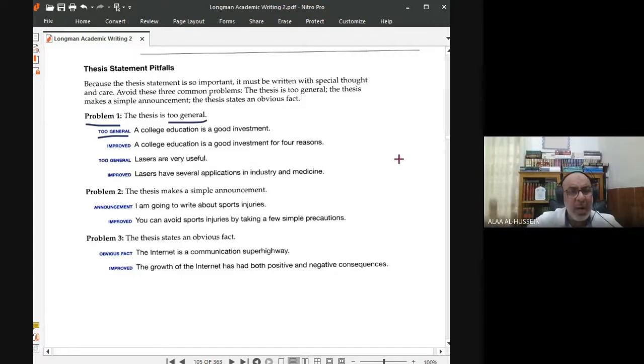It has two parts. It has a topic, which is definitely a college education. This is the topic. And it has what? It has a controlling idea. Where is the controlling idea? Now, answer me in the chat box. Where is the controlling idea? Definitely write the controlling idea in the chat box. طلاب, quickly please.